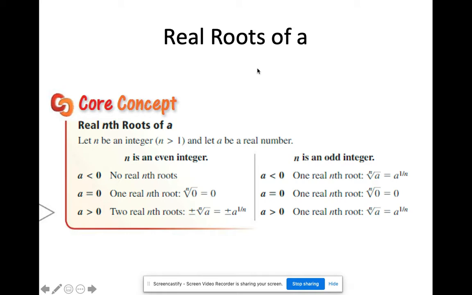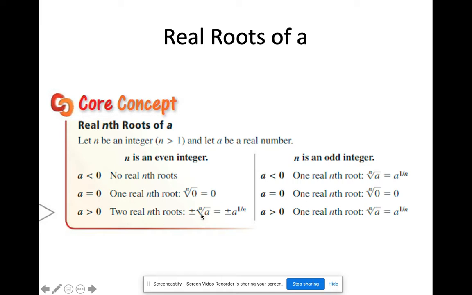How do we get the real roots of a? This is from your textbook. Let n be an integer greater than 1, and let a be a real number. If n is an even integer, that is the index of the root, the number that you see there, that is, if it's 2, 4, 6, and the number inside is negative, then there are no real roots. If a equals 0, then the answer is 0. And if a is positive, you get 2 real roots.